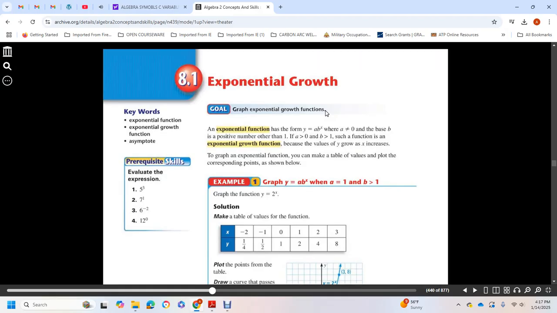Exponential growth is a function of the form y equals a times b to the x, where a is not equal to 0 and b is a positive number other than 1. If a is greater than 0 and b is greater than 1, this function is also known as an exponential growth function because the values of y grow as x increases. To graph exponential functions, you make a table of values and plot the corresponding points, shown below.